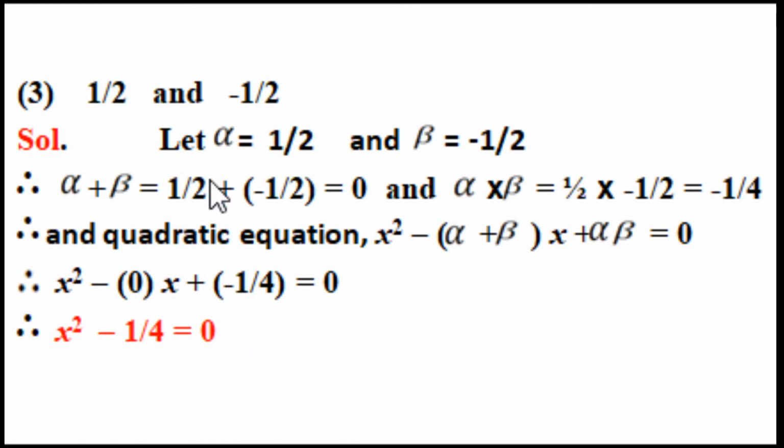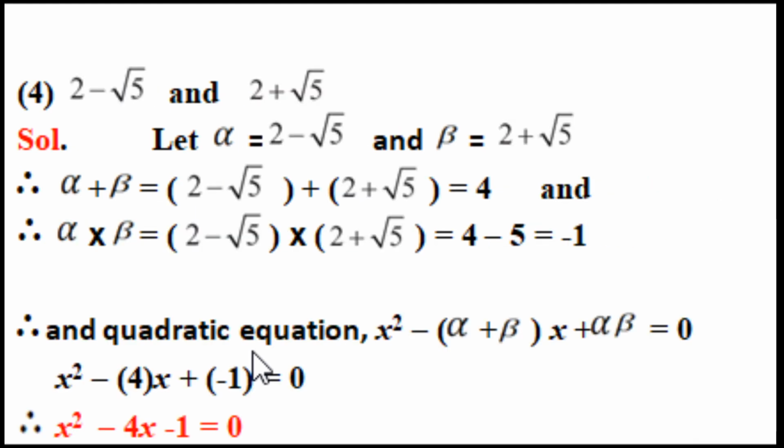Then 1 upon 2 and minus 1 upon 2 are the roots. So alpha is equal to 1 upon 2, beta is equal to minus 1 upon 2. So alpha plus beta we get 1 upon 2 minus 1 upon 2, that is 0. And alpha into beta we get minus 1 upon 4. Putting this value in the equation, we get x square minus 0x minus 1 upon 4. That is x square minus 1 upon 4 is equal to 0.